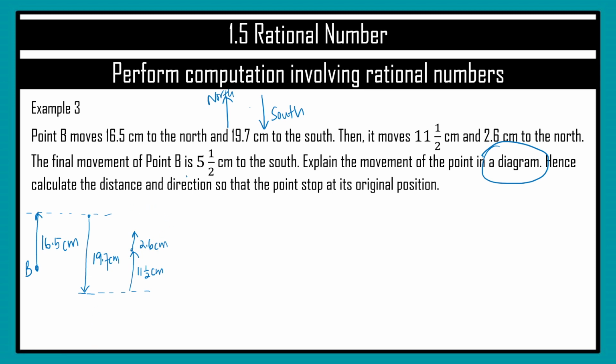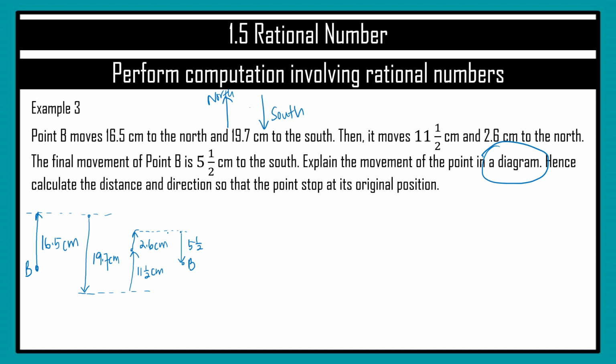So the final movement is 5.5 to the south. I'm going to do another parallel line since it changes direction. Now this time it moves to the south. So the final point of point B is this one, and it's 5.5 centimeter to the south. This is how you explain the movement of point B in a diagram form. The second part of the question says calculate the distance and the direction.